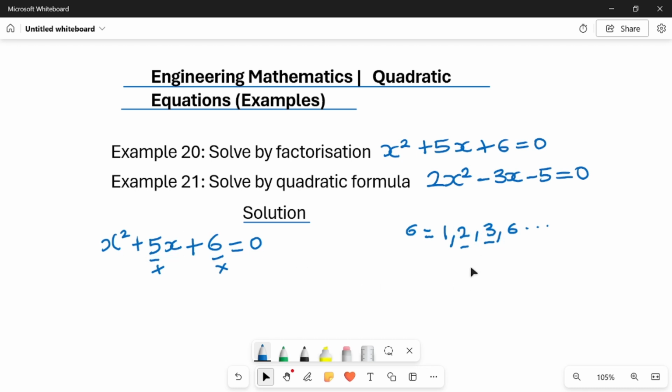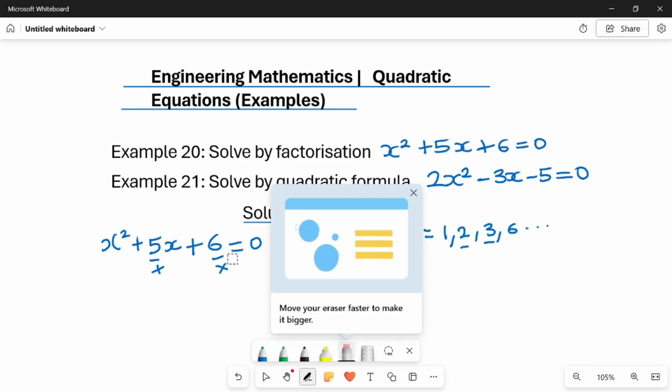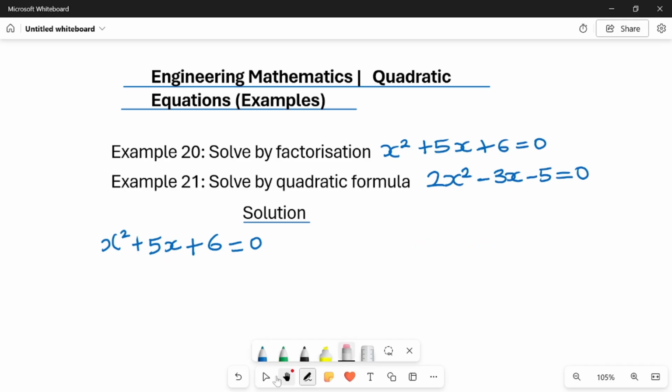So let's go. So now we have that x squared plus what? 2x plus what? 3x plus 6 is equals to what? 0. Now we want to group them. Group this one using brackets, and we'll group this one. After grouping them, we'll take their factors.